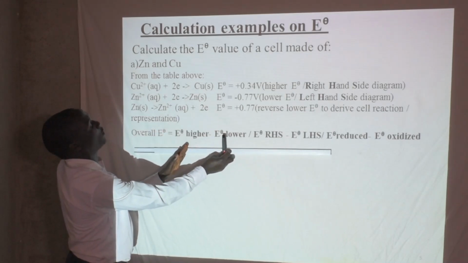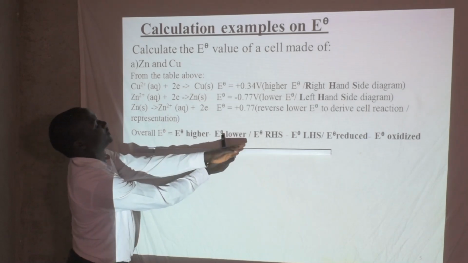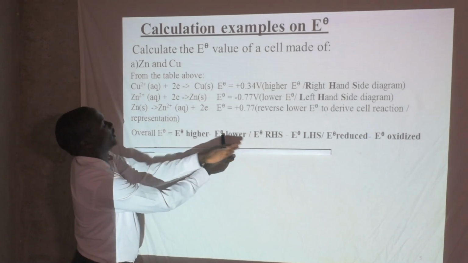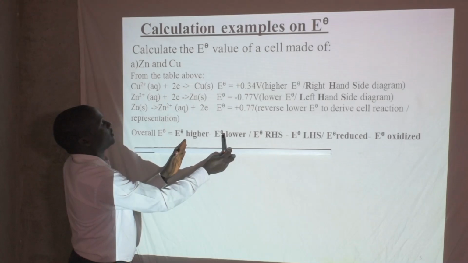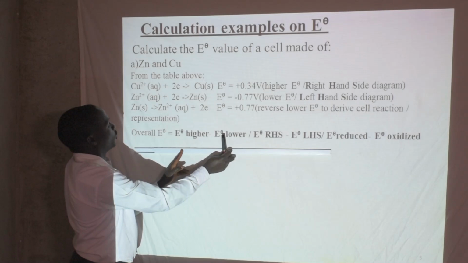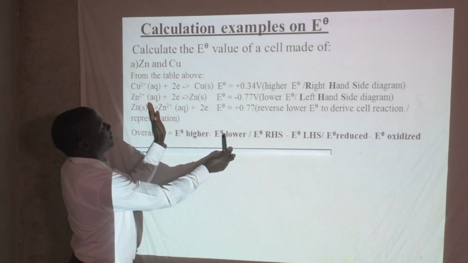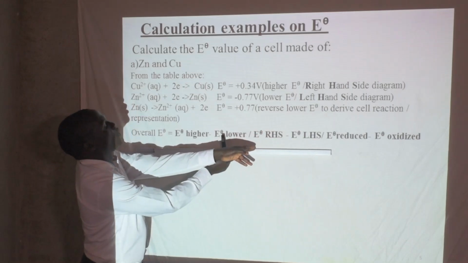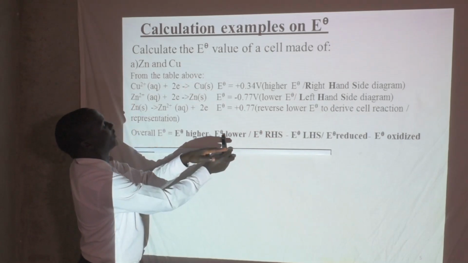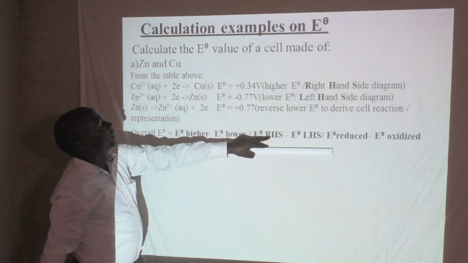Now if you place these values here, obviously we are going to place 0.34 here, and then we are going to place negative 0.77 somewhere here. Therefore, it's on the left hand side. This is left hand side. This is right hand side. So copper here will be on the right hand side. That's why we are saying E on the right hand side.